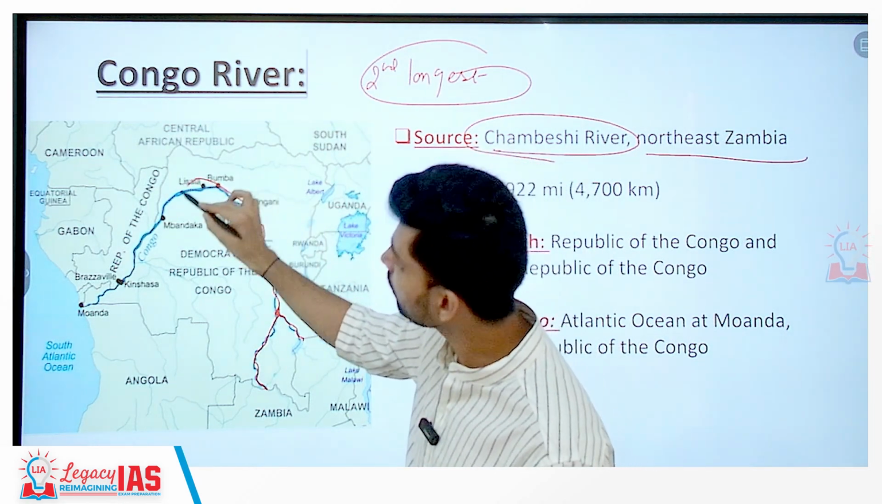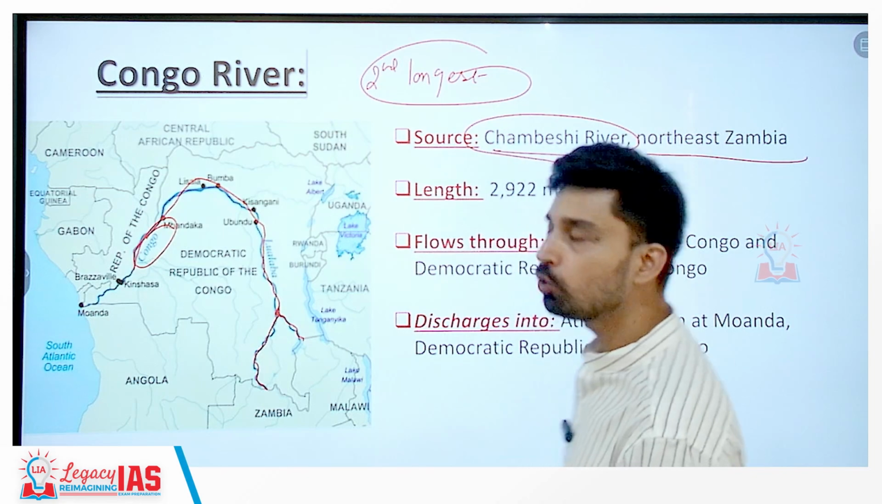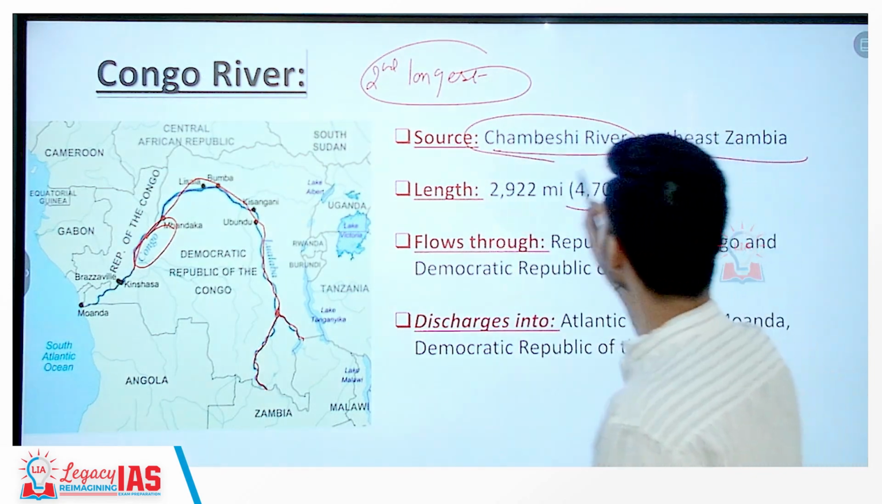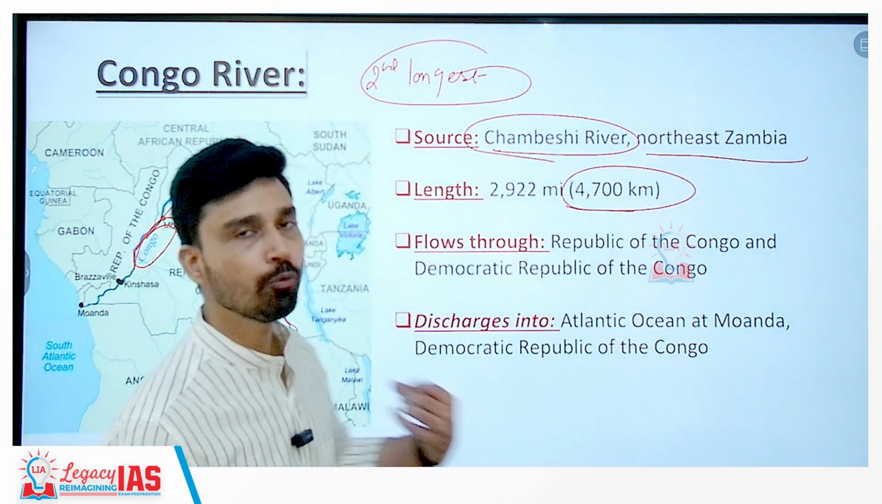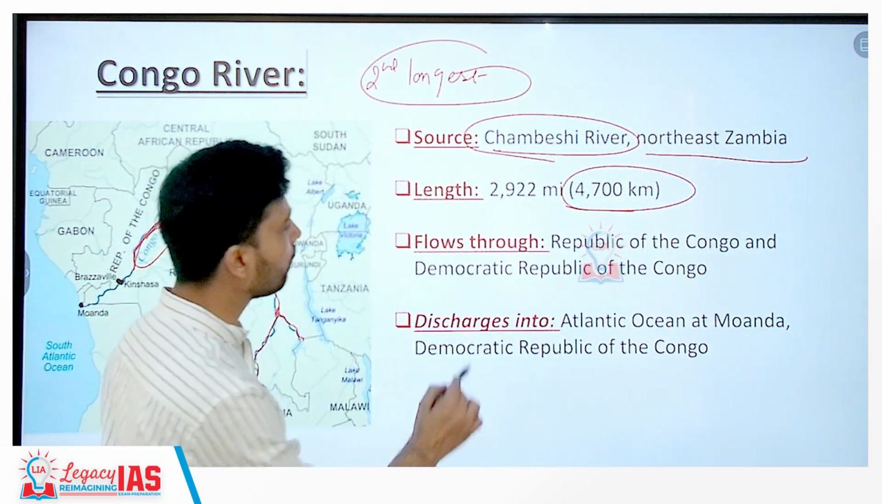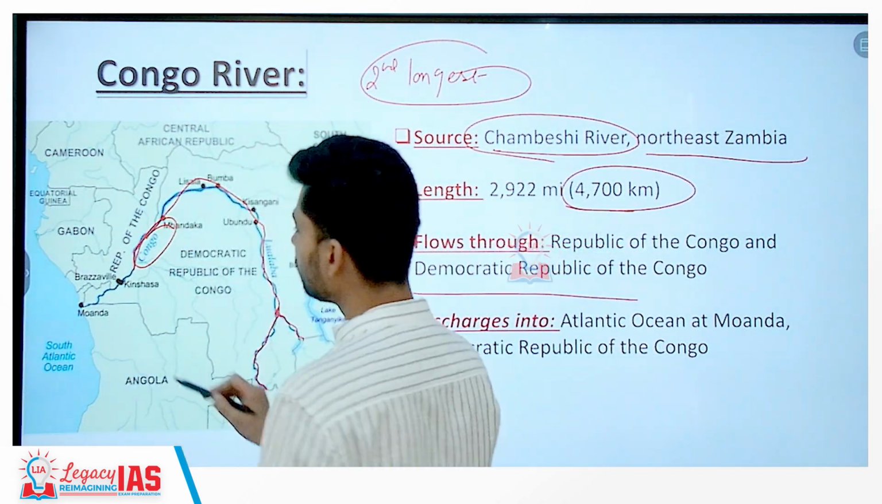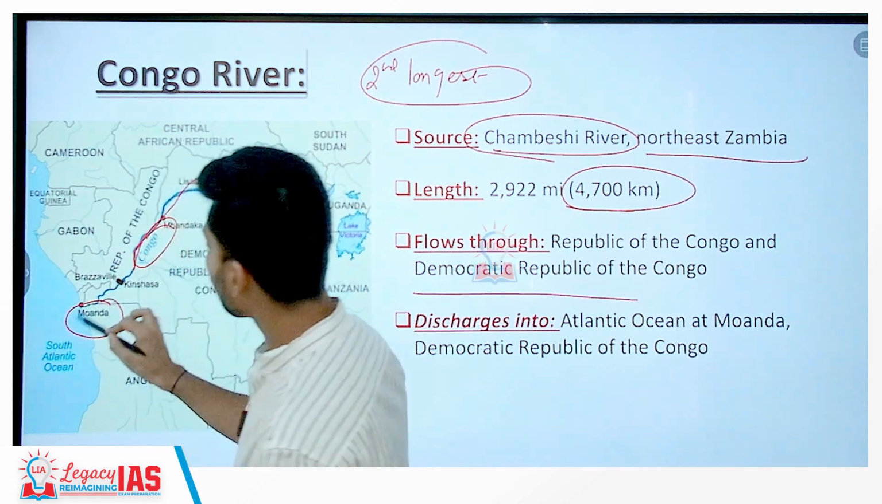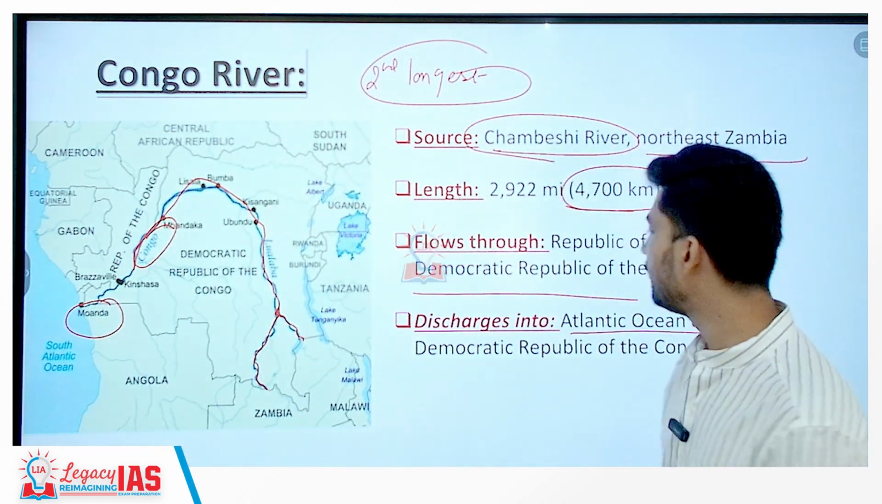And then further, as it enters into the Republic of Congo, that is where it is popularly known by the name of Congo river. The length is again 4700 kilometers, that means roughly 1.7 times longer than the Ganga river of India, and it flows through Republic of Congo and Democratic Republic of Congo, and finally, as you can see from the map, near a city called Moanda, it discharges itself into the Atlantic Ocean.